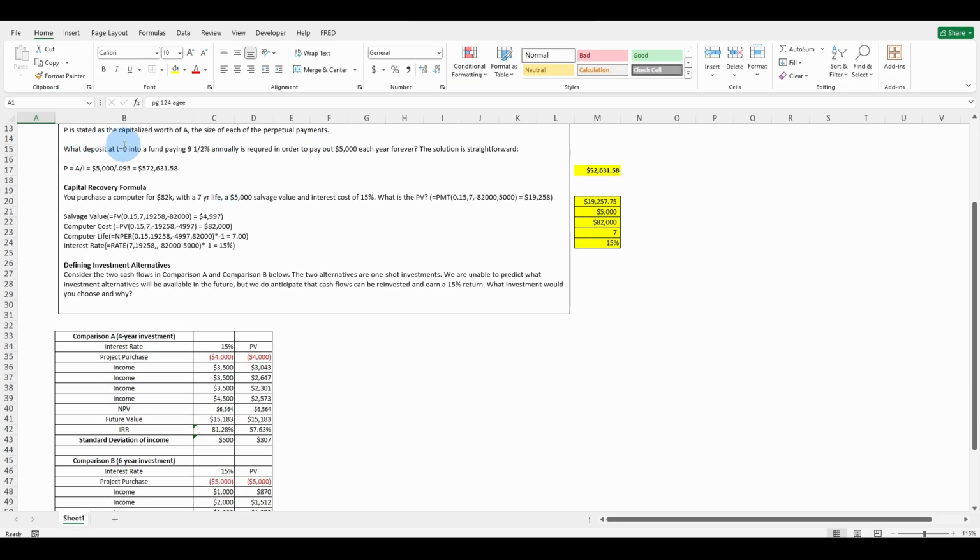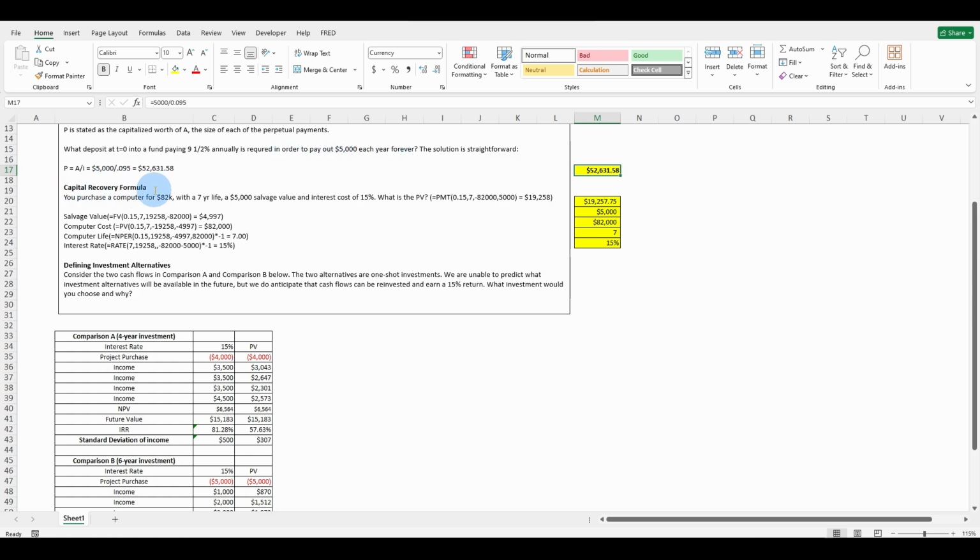What deposit at time zero into a fund paying 9.5% annually is required in order to pay out or receive $5,000 each year forever? The solution is straightforward. P equals A divided by I equals $5,000 divided by 0.095 equals 572,631. I think that's supposed to be 52,631. Over here is the math. So we got $5,000 divided by 0.095. So if you can get 9.5% interest, all you have to do is put in $52,631 and you're going to get $5,000 each year forever.